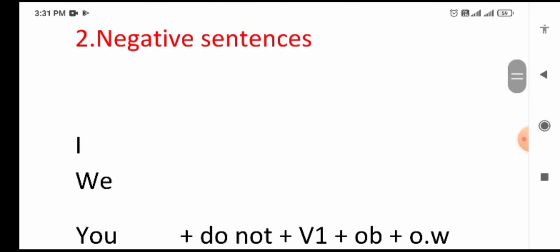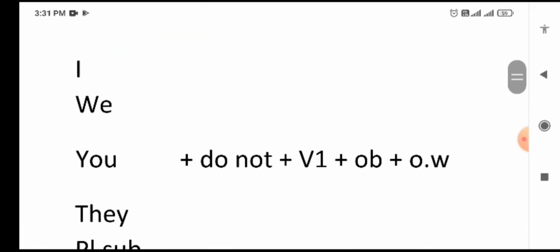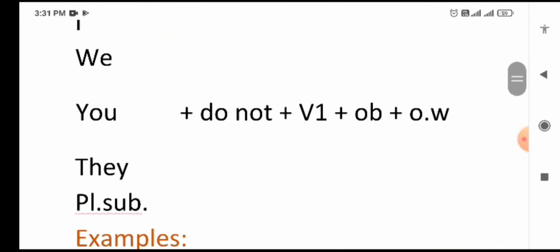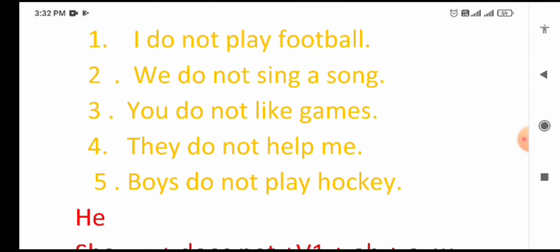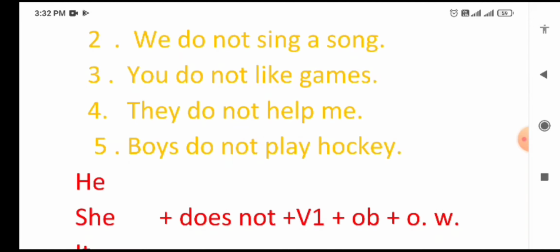Negative sentences. If your subject is I, we, you, they or a plural subject, then you have to use helping verb do not plus first form of verb plus object plus other words. Examples are: I do not play football, we do not sing a song, you do not like games, they do not help me, boys do not play hockey. Please note helping verb do not and first form of verb.